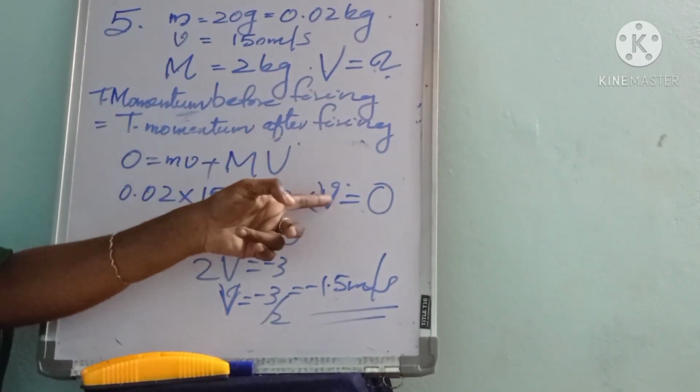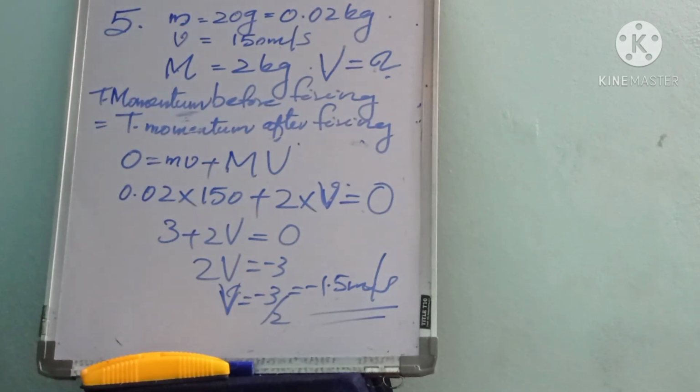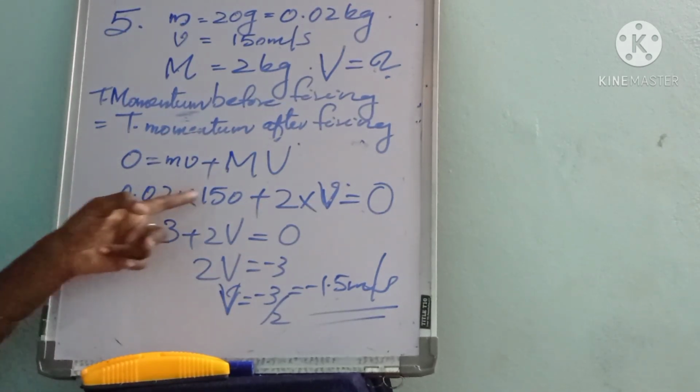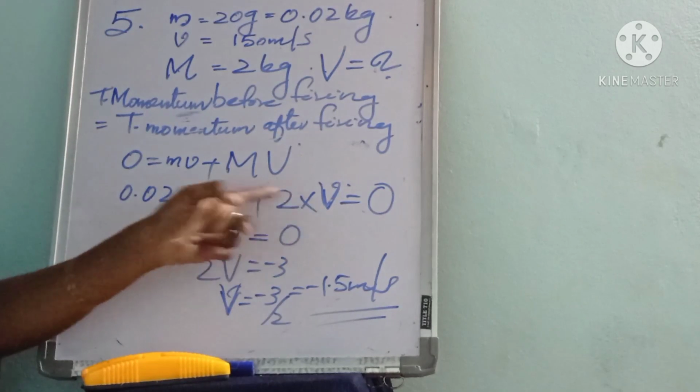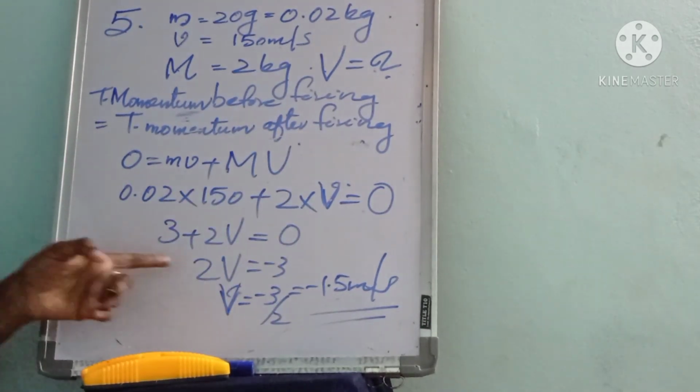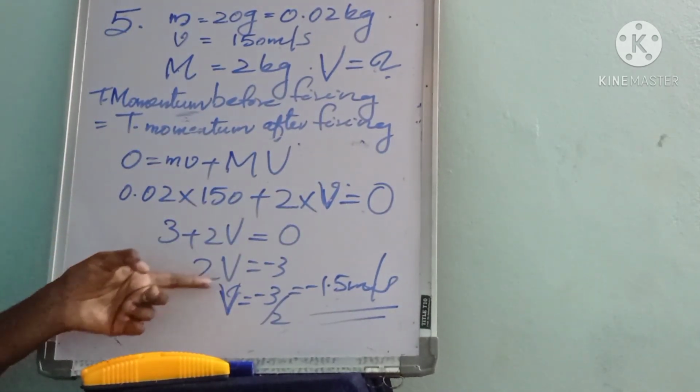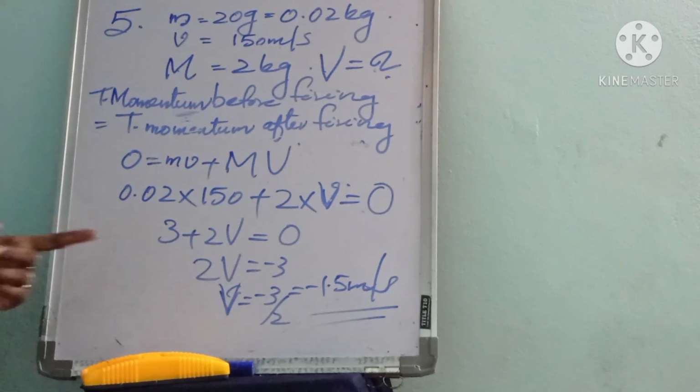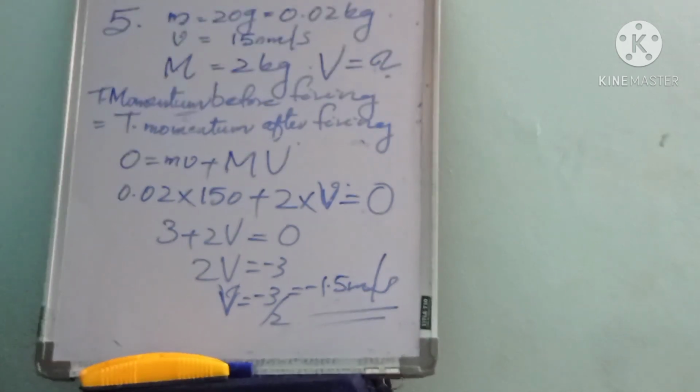This V represents the recoil velocity, which we have to find. Then 0.02 into 150 is 3. Here 3 plus 2V equals 0. Then 2V equals minus 3, or V equals minus 3 by 2. So we got negative 1.5 meter per second. That is the recoil velocity of the pistol.